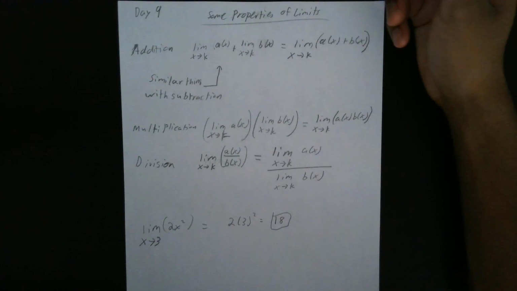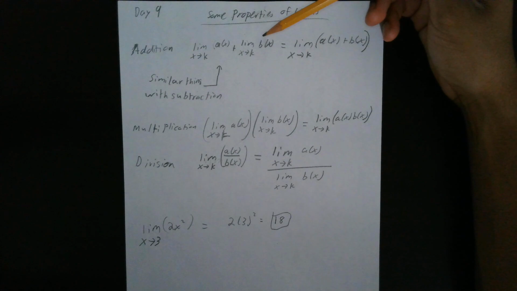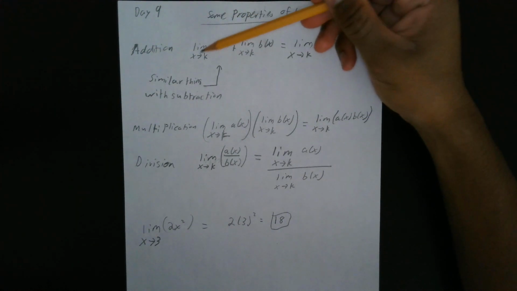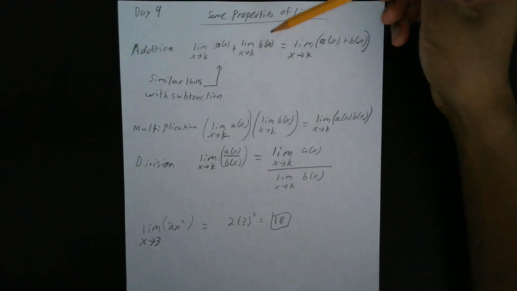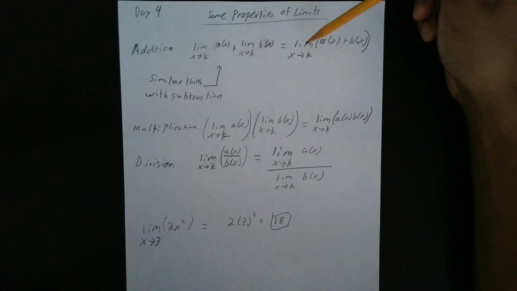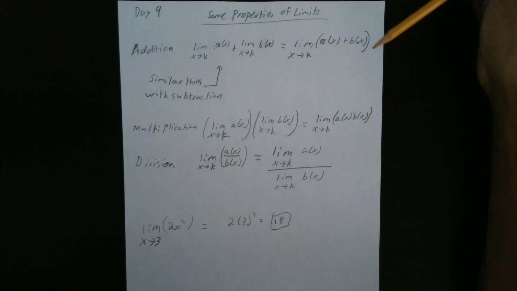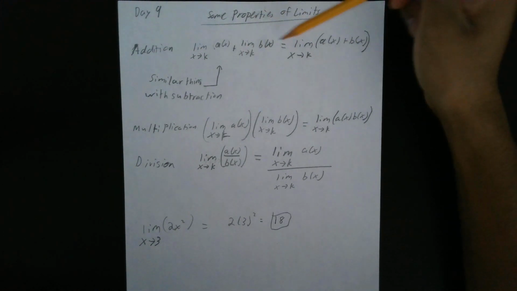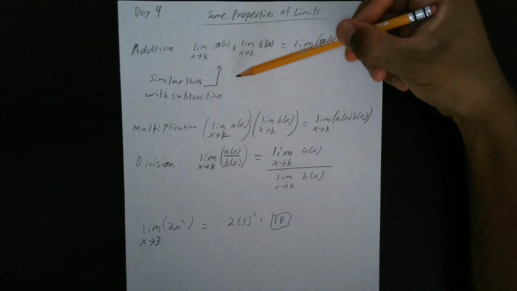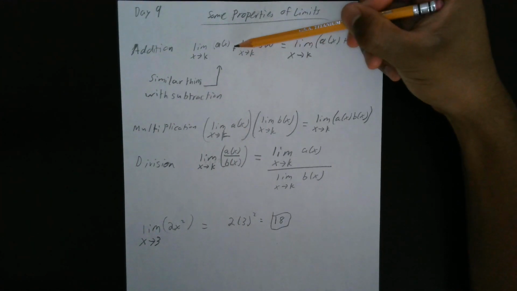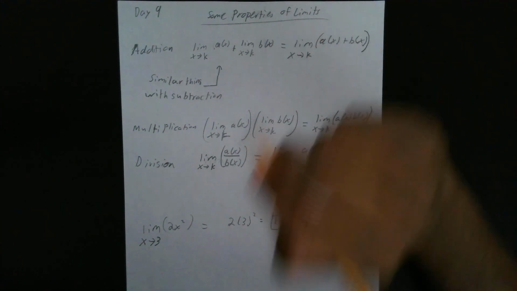Today we're going to be going over some properties of limits. Now, this should be fairly intuitive. The limit as x approaches k of a of x plus the limit as x approaches k of b of x is equal to the limit as x approaches k of a of x plus b of x. So we can just combine these two into one expression. And a similar thing happens with subtraction, except obviously you change this plus sign into a minus sign.